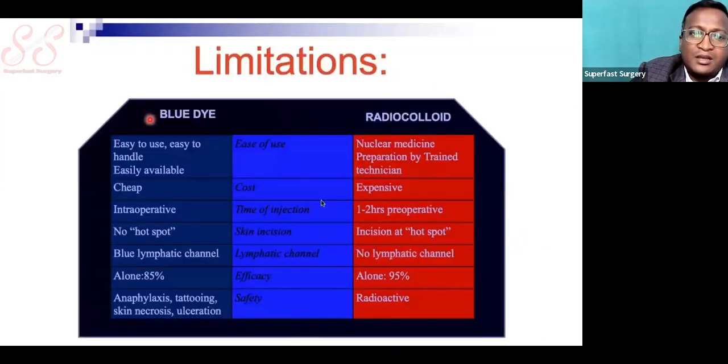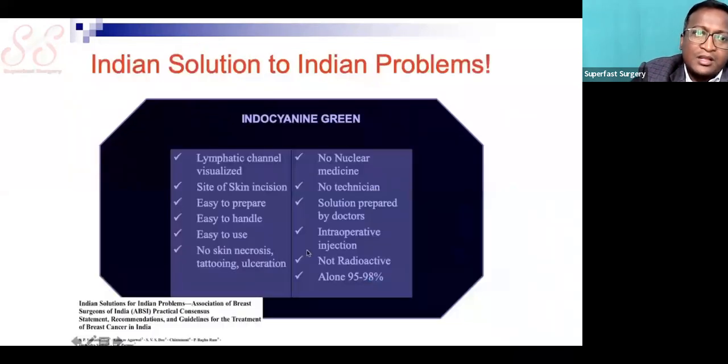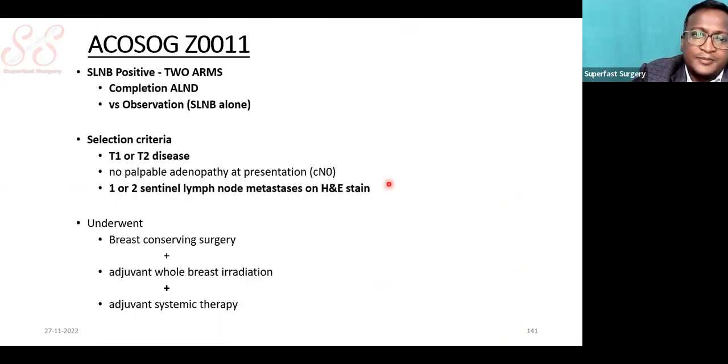Okay. The advantages and disadvantages of blue dye and radiocolloid, I think you can read. This is a table very nicely given. Another important technique of doing sentinel lymph node biopsy is indocyanine green. These are the several advantages. We don't need a gamma camera. We don't need a nuclear medicine department. We just need to inject this indocyanine green and we can identify the lymphatics. This is Ecosuc G11, which I was talking about.